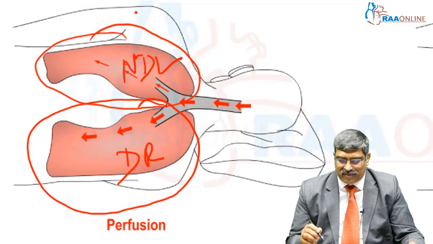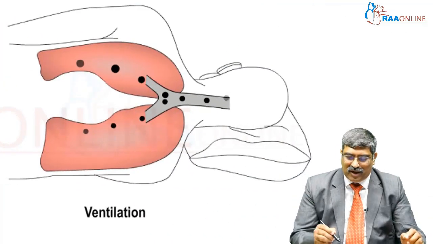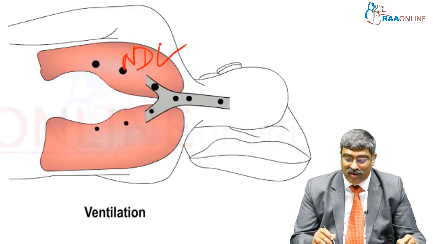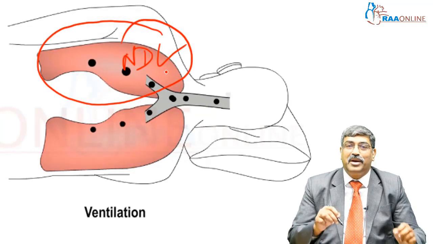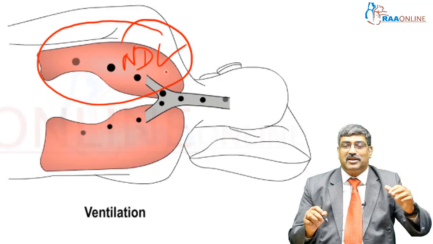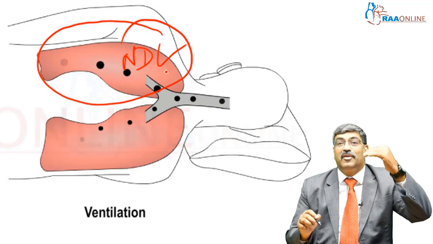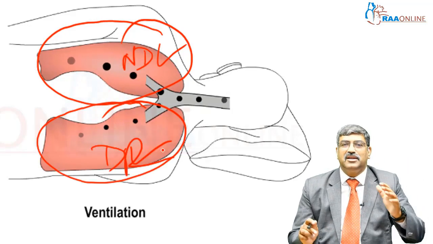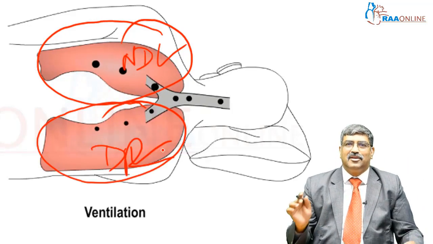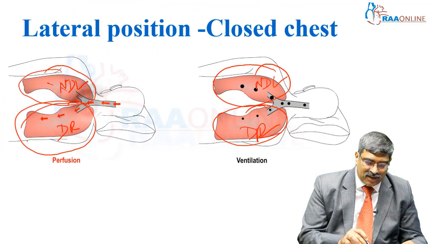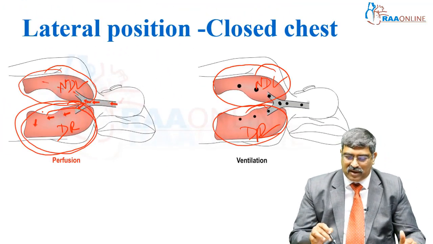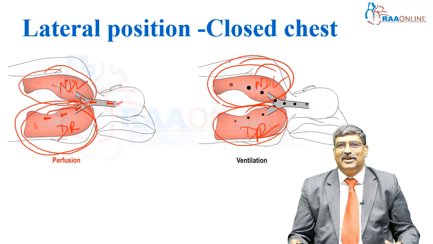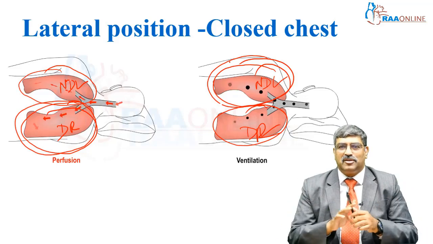Let us see what happens with ventilation. Now the non-dependent lung, because air is lighter, will receive more ventilation. You can see a bigger circle for ventilation. That means the non-dependent lung will receive more ventilation and the dependent right lung will receive less ventilation. The bottom line is the dependent lung receives more perfusion and the non-dependent lung receives more ventilation. So there is going to be a gross mismatch.